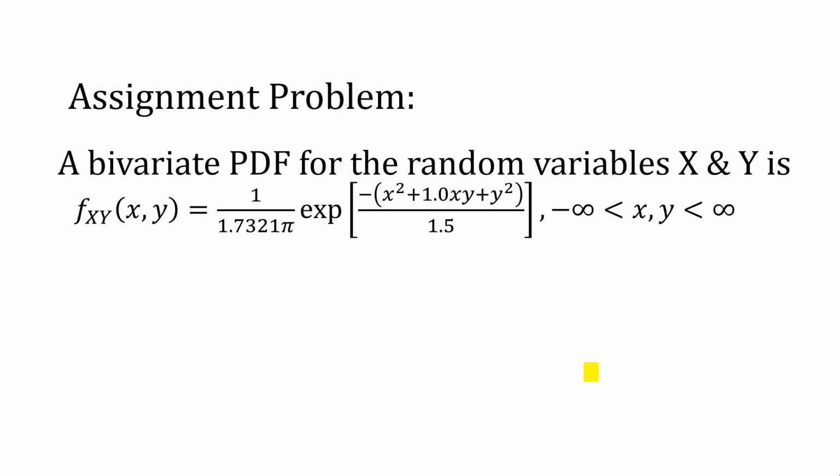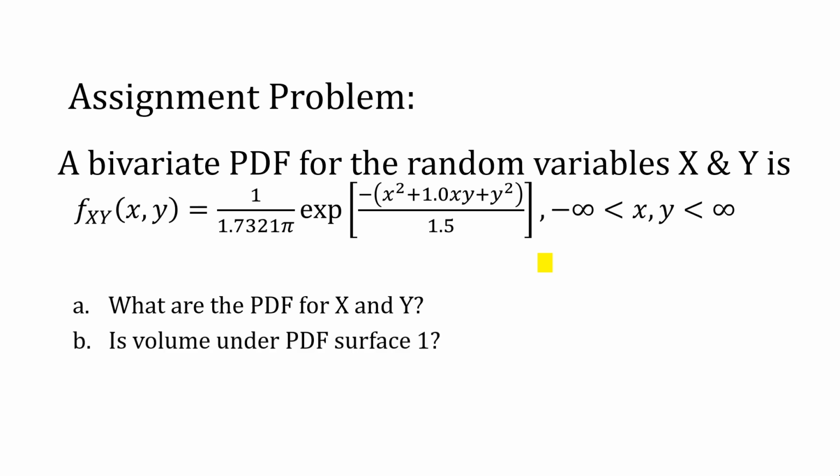Let us take one more assignment problem. 1 by 1.7321 pi exponential of minus 1.0 x square plus y square divided by 1.5, where x and y are varying from minus infinity to plus infinity. Find fx of x, fy of y. Is the volume under the PDF surface 1? Are x and y independent?